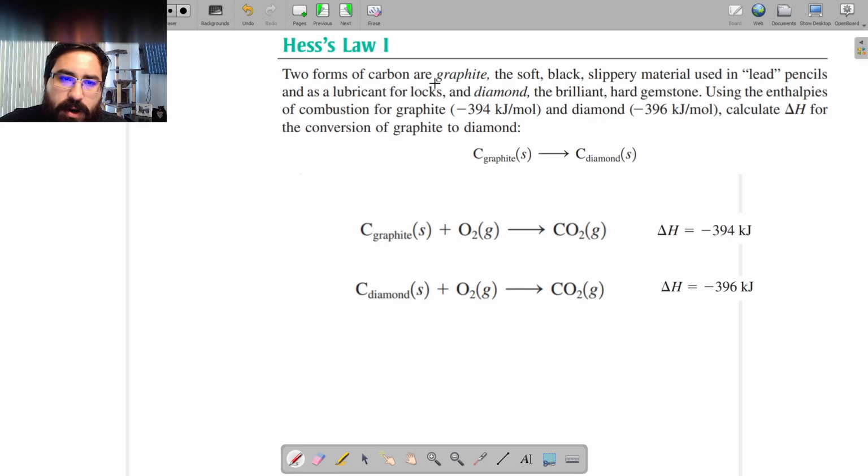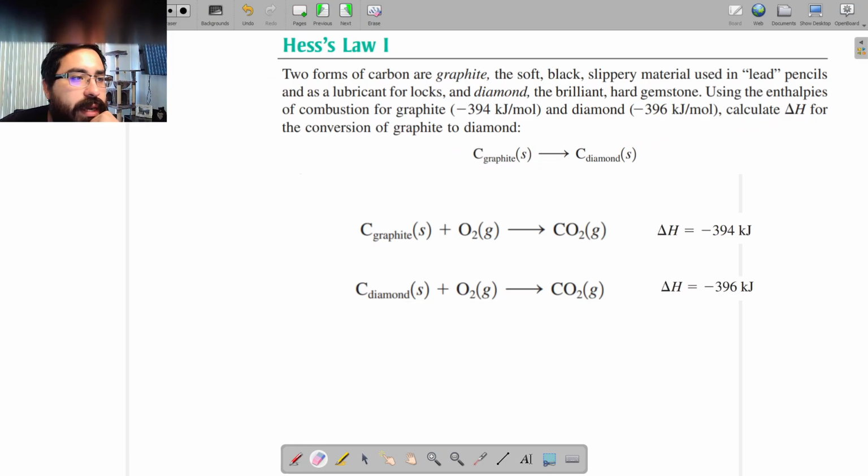There are two forms of carbon. There are graphite, the soft, black, slippery stuff found in your lead pencils, and there are diamonds, the pretty little gems. Now, the enthalpies of combustion for graphite is negative 394 kilojoules, and for diamond is negative 396 kilojoules per mole. They want us to calculate the delta H of converting graphite to diamond. All right, well, how do we do this problem?